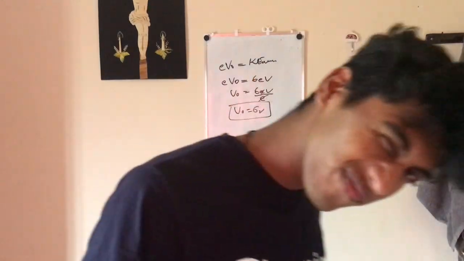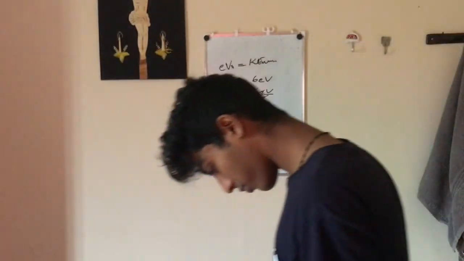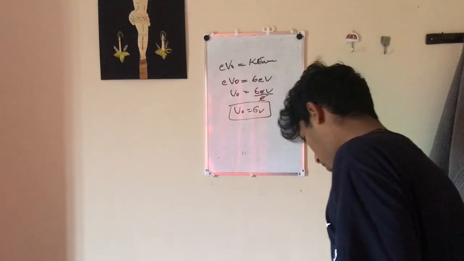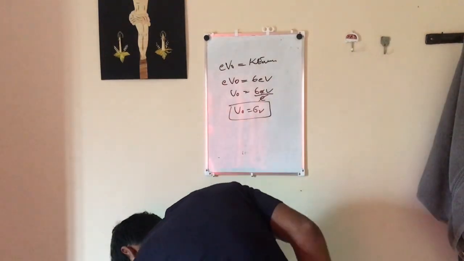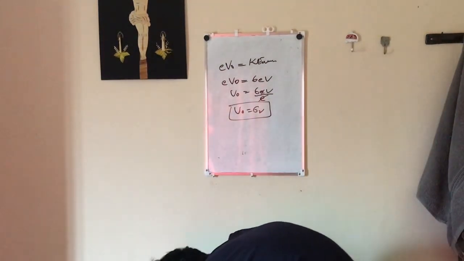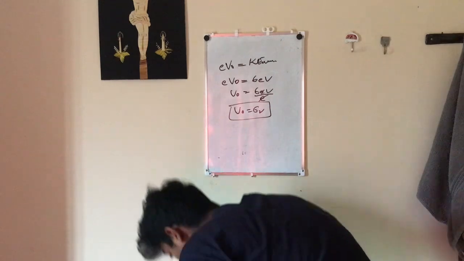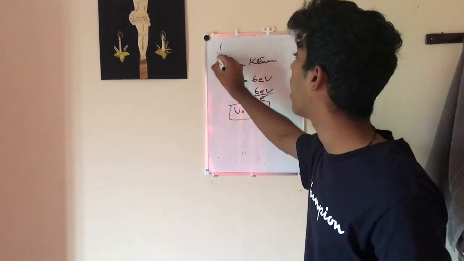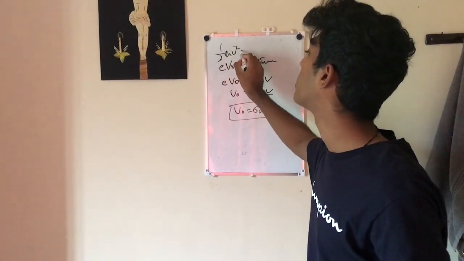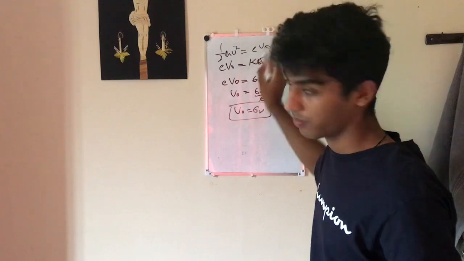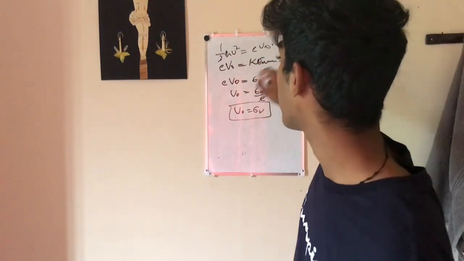Easy as that. That's all. That was an easy one. That was a relation. So that is basically what we call the relationship between stopping potential and kinetic energy. Both are the same, right?